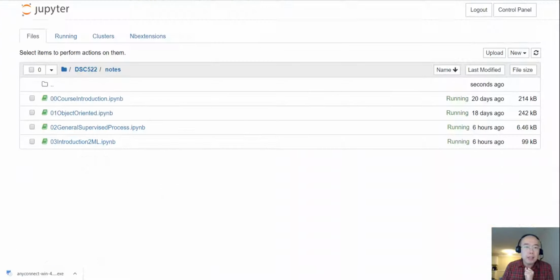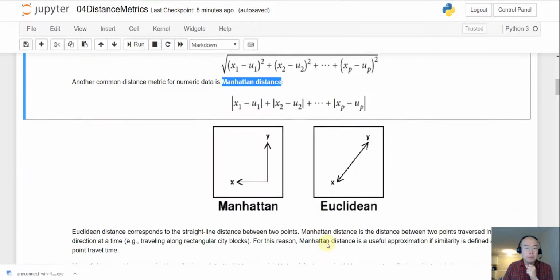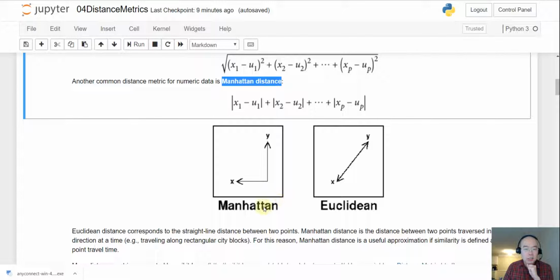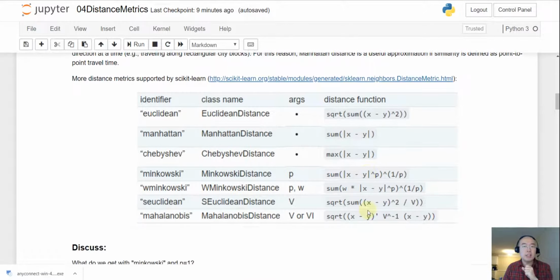For the Manhattan distance, it is the absolute value of x1 minus u1, plus the absolute value of x2 minus u2, and so on. Those are two of the most common distance metrics. This is an illustration of the Manhattan distance and the Euclidean distance. In scikit-learn, there are even more types of distance metrics available, and the first two, Euclidean distance and Manhattan distance, we have already talked about.